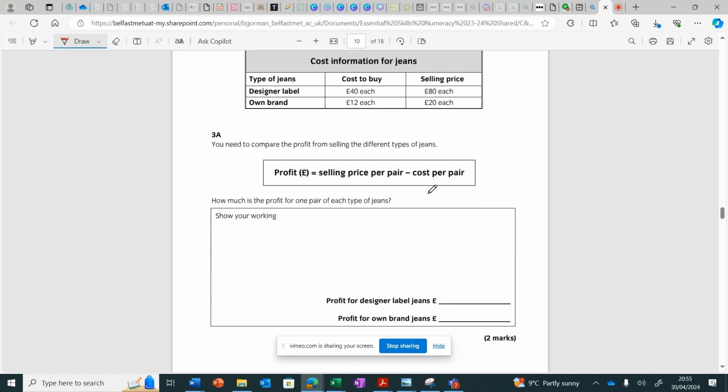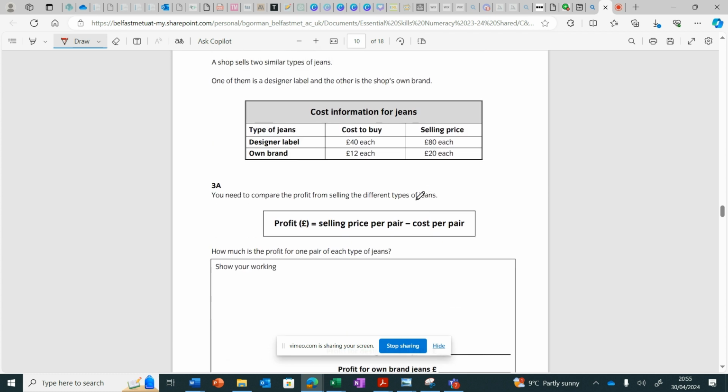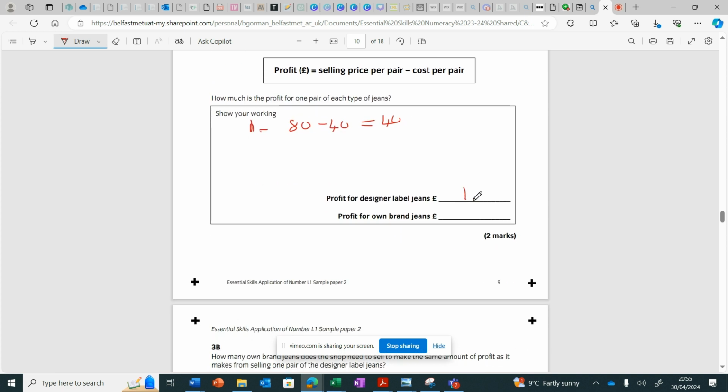The cost to buy profit. Okay, we've got jeans. Profit equals selling price minus cost per pair. And you've got to do it for both types. We'll do it for designer first. Well, the selling price is 80. The cost per pair is 40. Take one away from the other, it leaves me 40 quid for the designer.